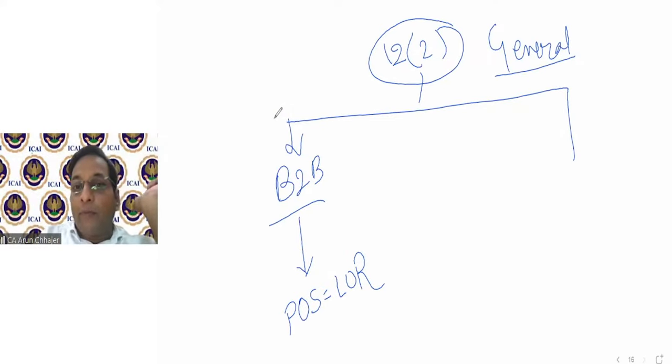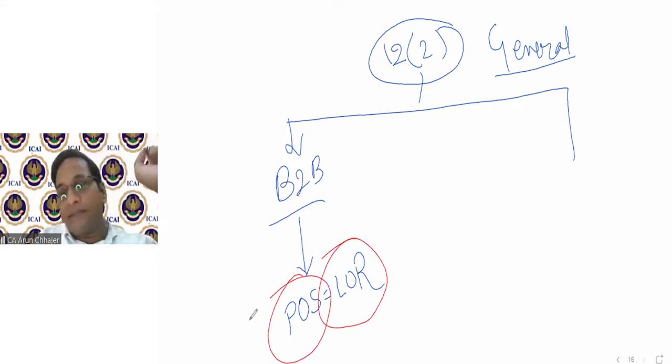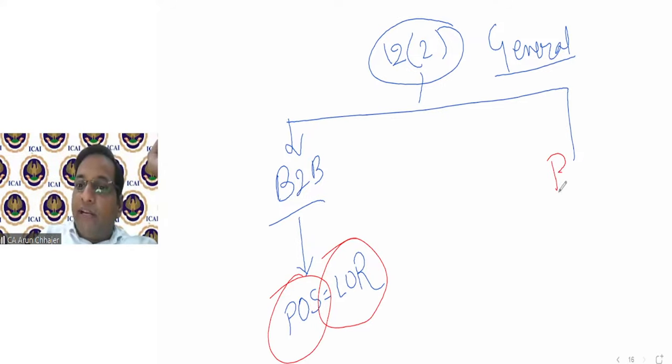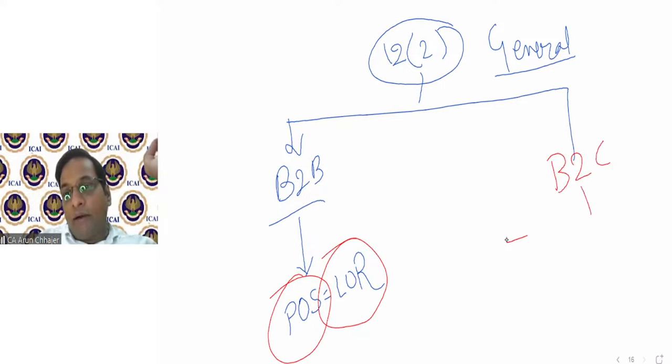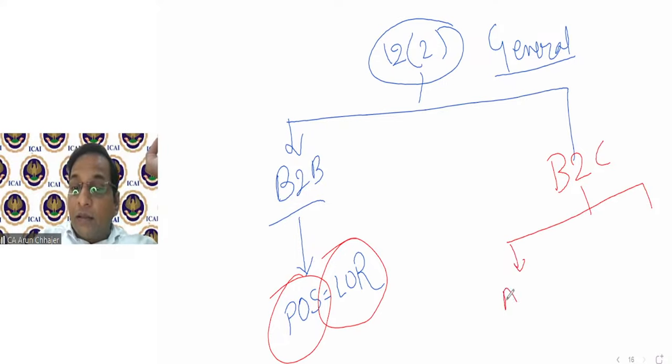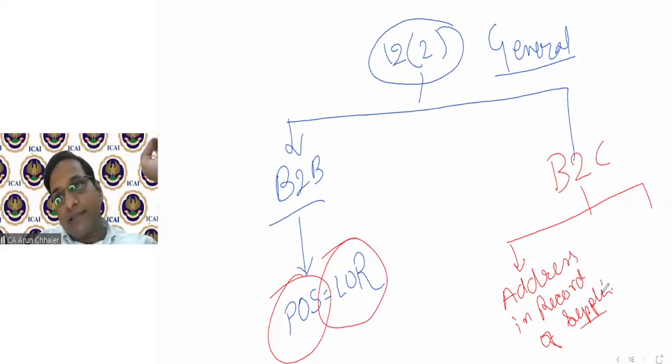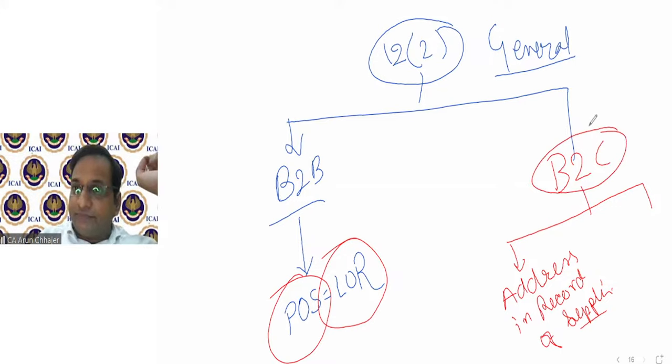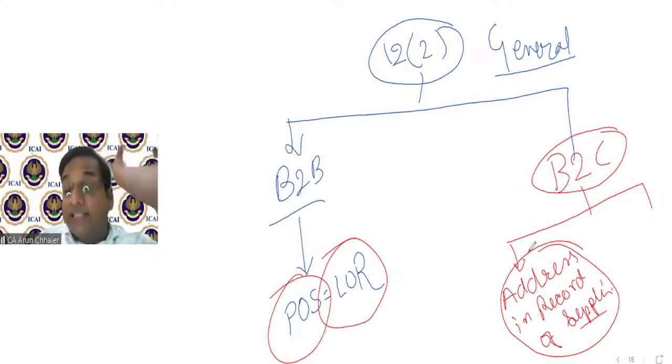We are reading the general provisions. In case I am providing the service to a registered person, then his location will become the place of supply. If it is a B2C transaction, but his address is available in the record of the supplier, in that case, my transaction is B2C and I have the address in my record.